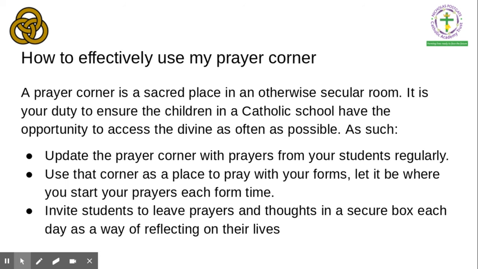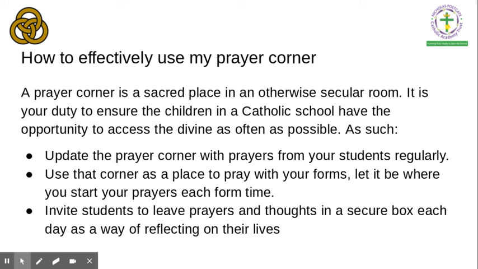You need to use that corner as a place to pray with your forms. And so it should be where you're standing when you start your prayers with form time. There is no point of having a prayer corner and then praying at the front of the classroom next to the board. Use that prayer corner as a place to actually be praying with your forms. Let it be obvious every single day when you're praying in form time that that is where prayers take place, so that students know that if they have any prayers they want to write down or things they're worried about that they're going to put in your prayer box, which we're talking about shortly, that is where they can go, that is the focal point of prayer, that is where they will have their meeting with the divine.